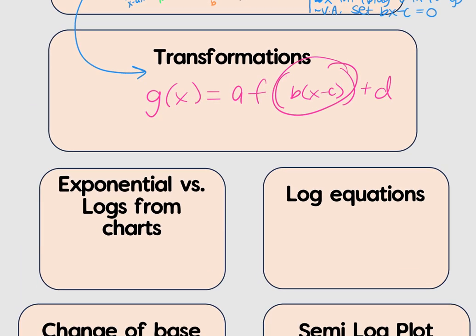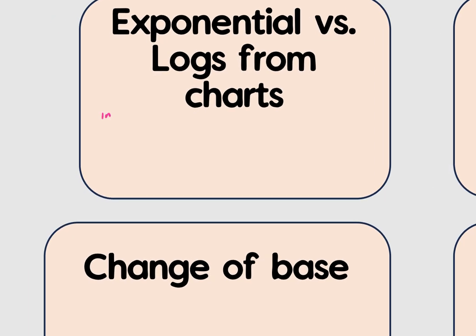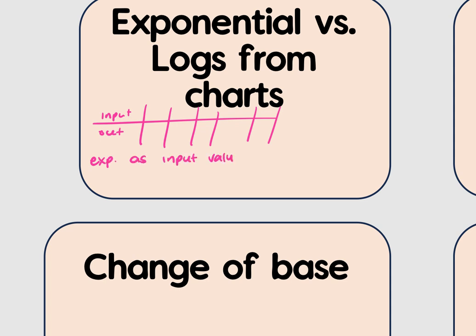All right, then exponential and logs from a chart, meaning it's going to give you an input and an output, and it literally gives you data. So how do you identify if it's a log or exponential from a chart, or if it asks you to describe it? Exponential is as input values change additively, output values change multiplicatively.